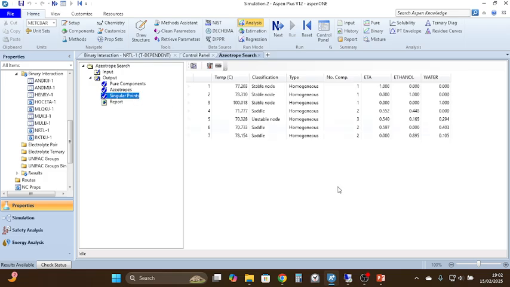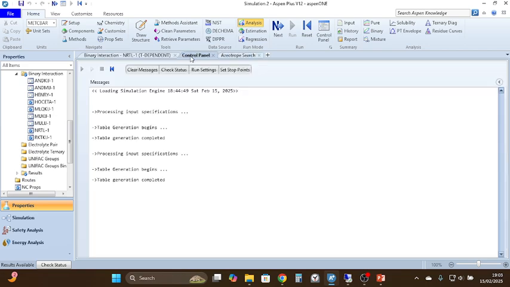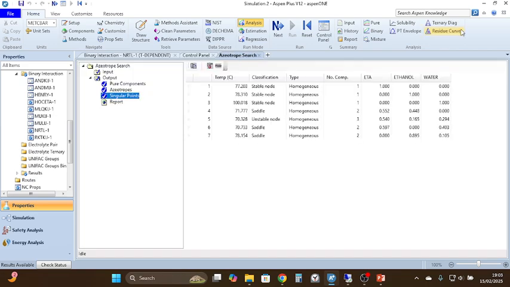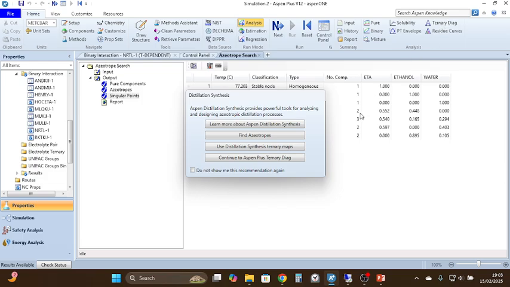Next, coming to the singular points, these are the singular points that we are going to observe in the graph that we are going to generate. There are stable nodes, saddle nodes and unstable nodes, and all the points with pure components and azeotropes that are being formed. Everything that we have discussed up till now, these are the particular points that will be marked on our graph.